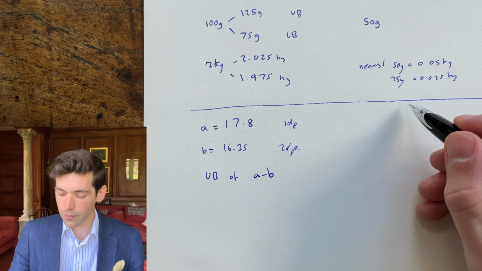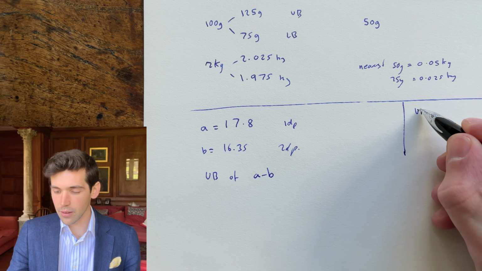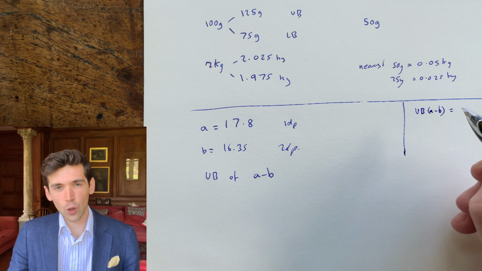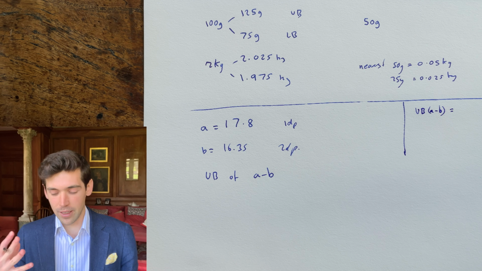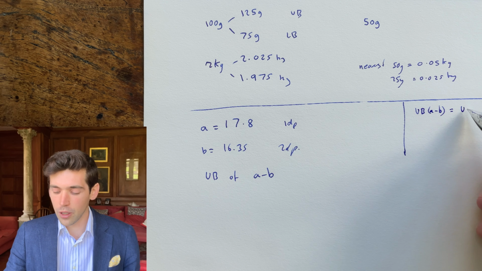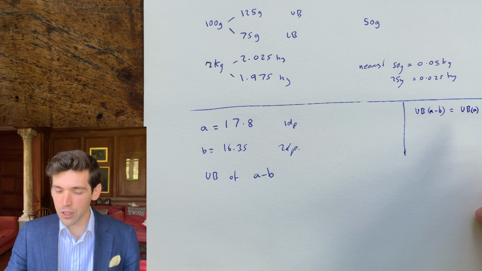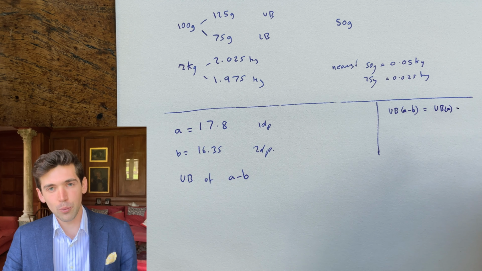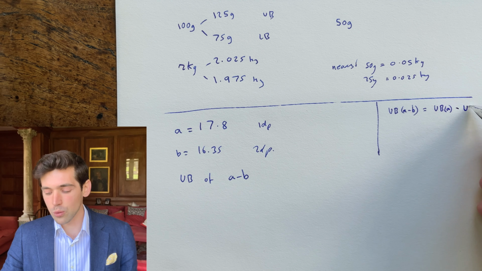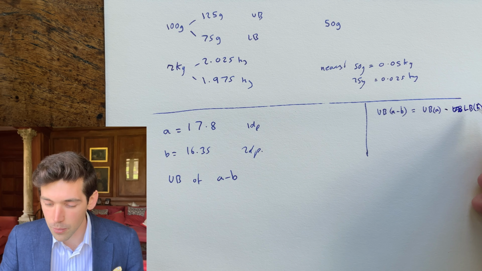If we do upper bound of A minus B, we can pick the upper bound or the lower bound of either number, but we want to find the highest number in the end. So you go for the highest number of A, because we want the highest of A, and we're subtracting B. If we're subtracting B, then we actually want to subtract the smallest version of B, or the lower bound of B.